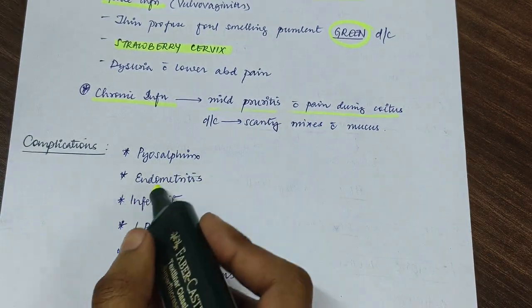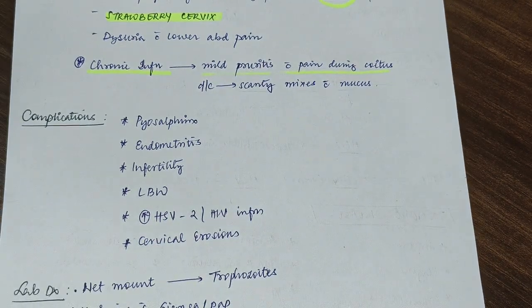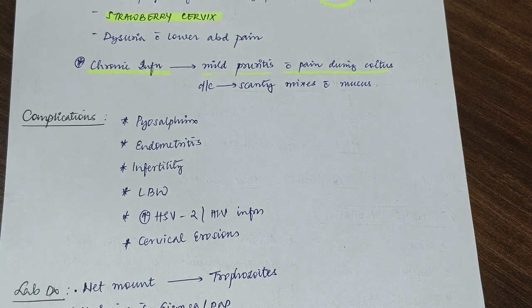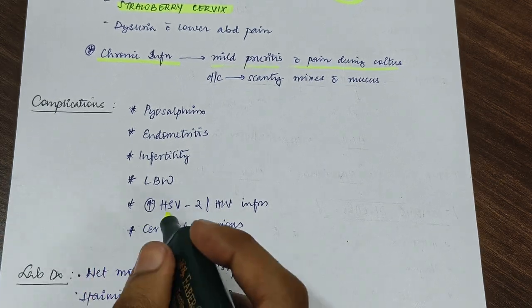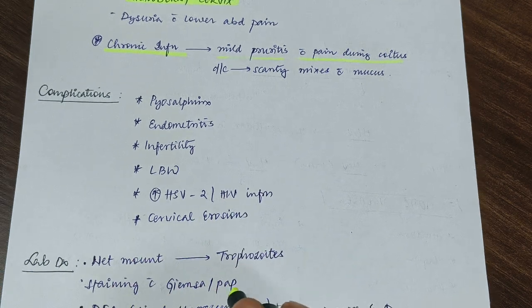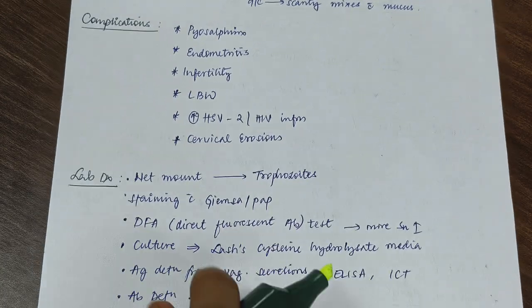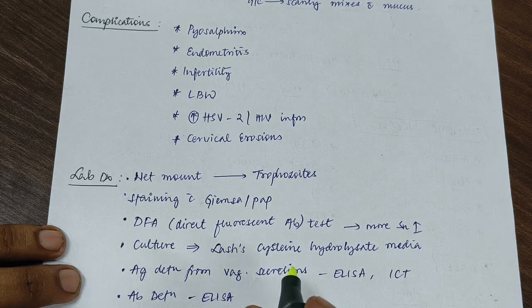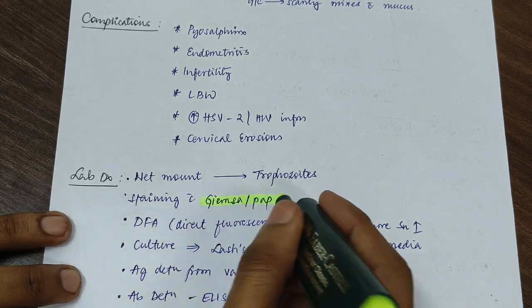Complications being pyosalpinx, endometritis, infertility, low birth weight. HSV infection and HIV infections are going to increase, and cervical erosions are more common. Lab diagnosis being wet mount, where you are going to observe the trophozoites. You are going to stain with Giemsa or PAP.